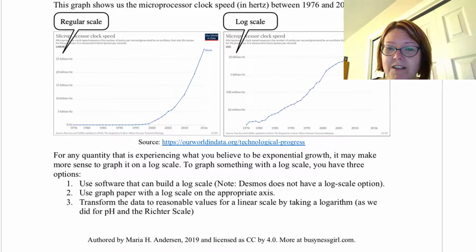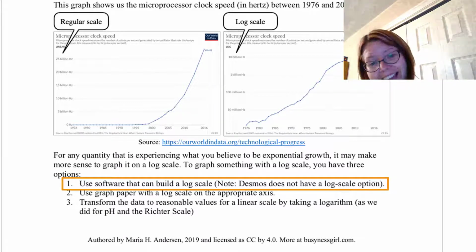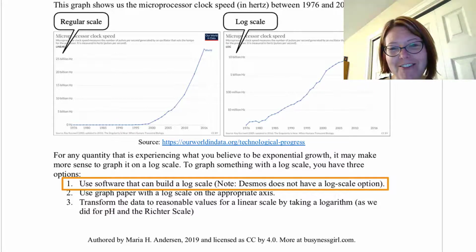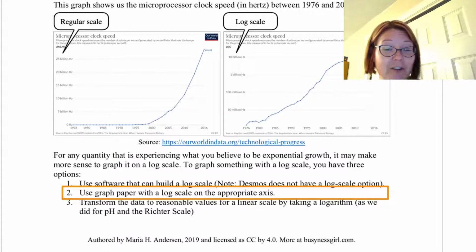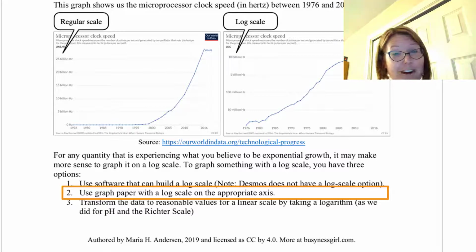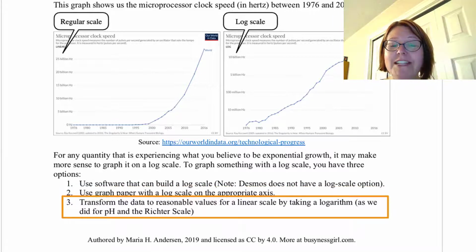To graph with a log scale, you have 3 options. The first option is to use software that can build a log scale, and in this case, Desmos does not have a log scale option, so that's out of the question. We can also use graph paper that has a log scale on the appropriate axis. There is log linear graph paper, there's log graph paper, and of course there's linear graph paper, which is just your normal graph paper.